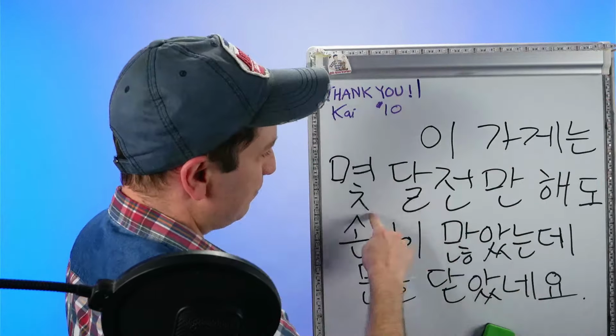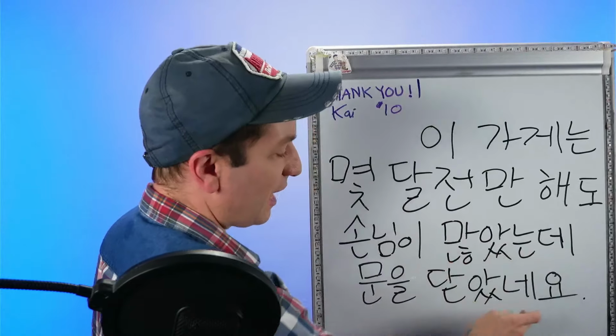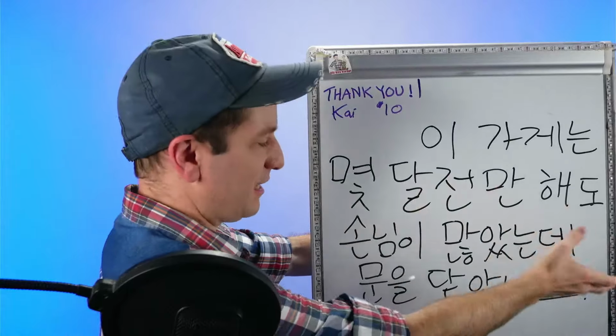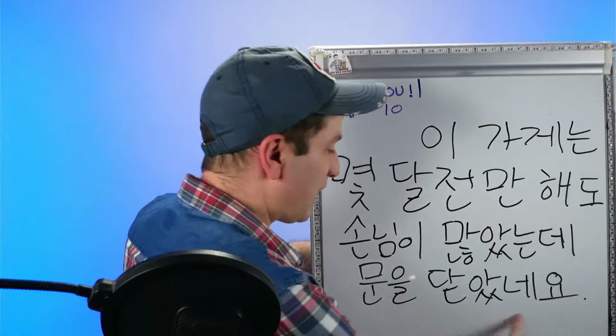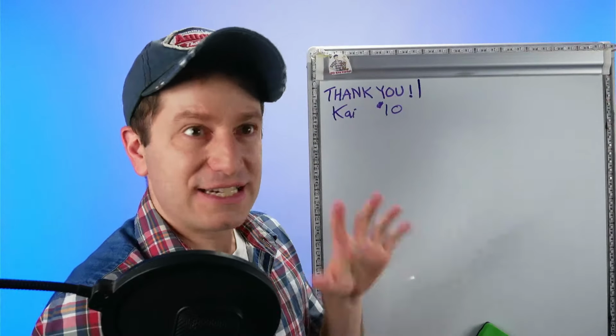이 가게는 몇 달 전만 해도 손님이 많았는데 문을 닫았네요. So even just until a few months ago, 손님이 많았는데 they had a lot of customers, but 문을 닫았네요. But they closed. There is another form that you should also know in addition to this one.